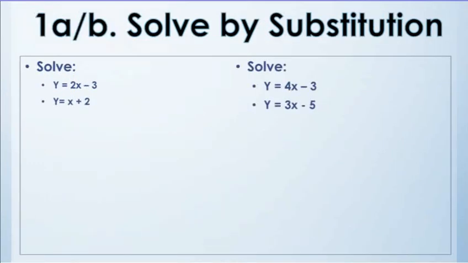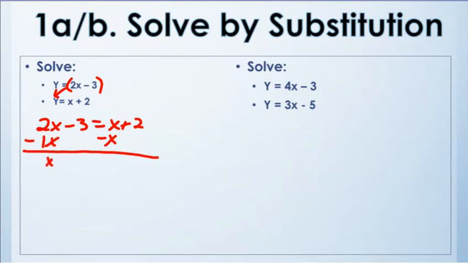So let's take a look at our example here. Y equals 2x minus 3 and y equals x plus 2. Since they both equal y, I can substitute 2x minus 3 in for y of the other equation. So I have 2x minus 3 equals x plus 2. To get all my x's to one side, I'm going to subtract an x. That gives me x minus 3 equals 2. I don't want that 3 there, so I'm going to do the opposite. So add 3. X equals 5.